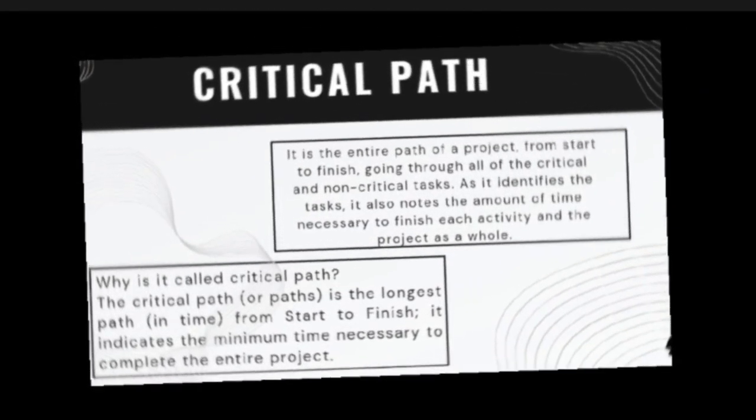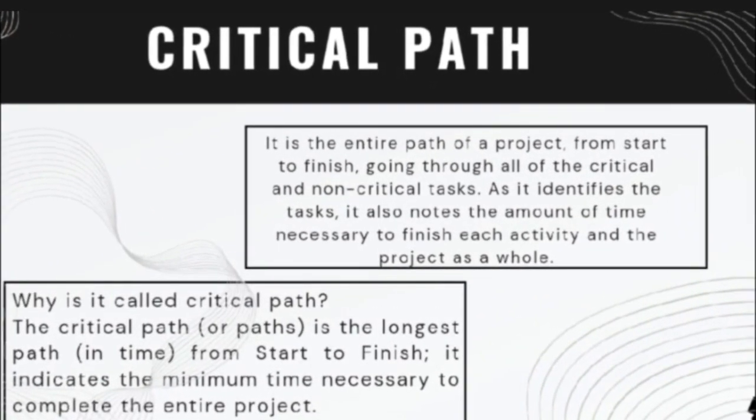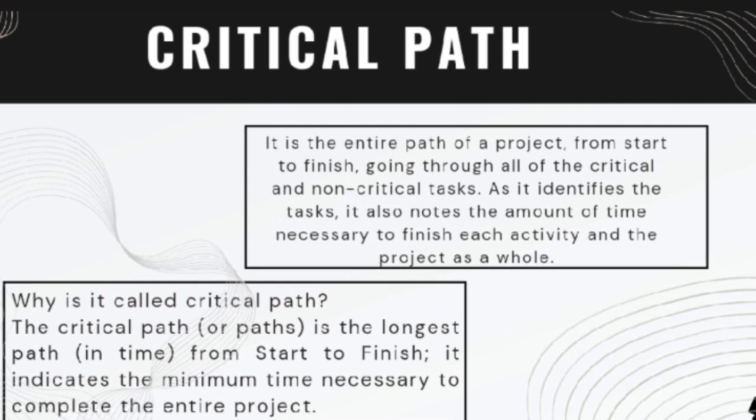Critical path. It is the entire path of a project, from start to finish, going through all of the critical and non-critical tasks. As it identifies the tasks, it also notes the amount of time necessary to finish each activity in the project as a whole.